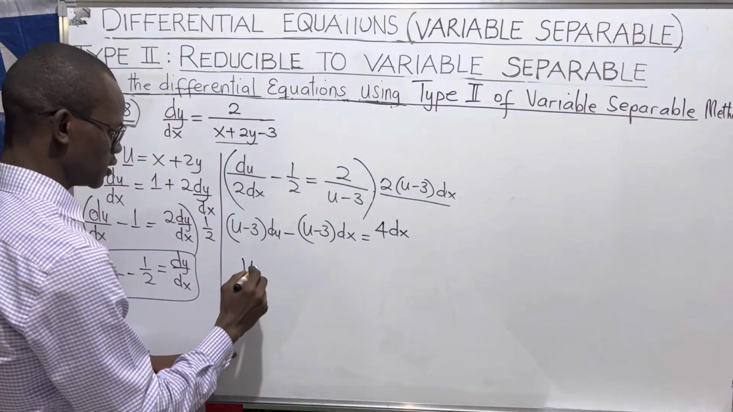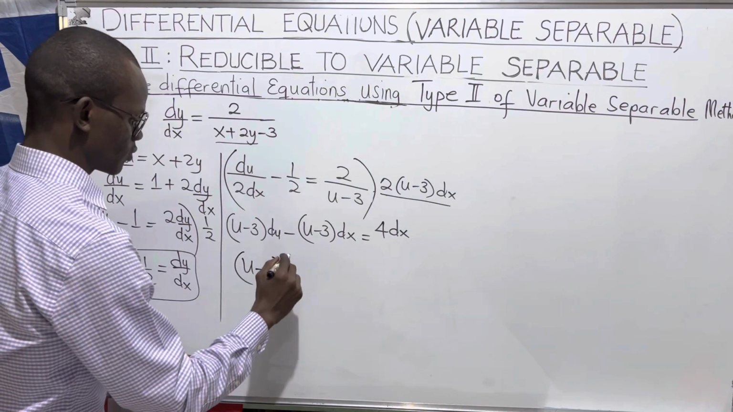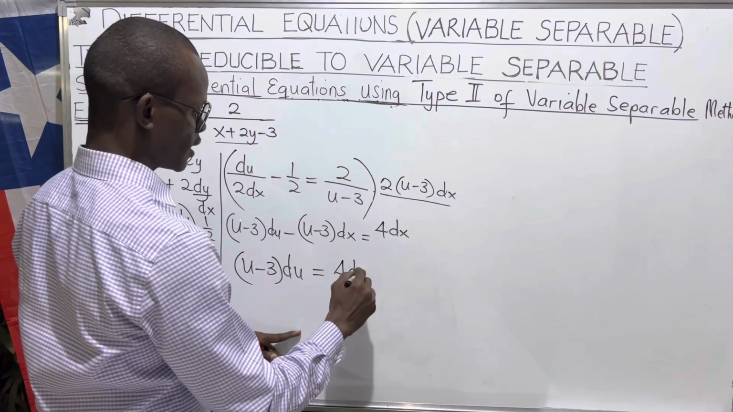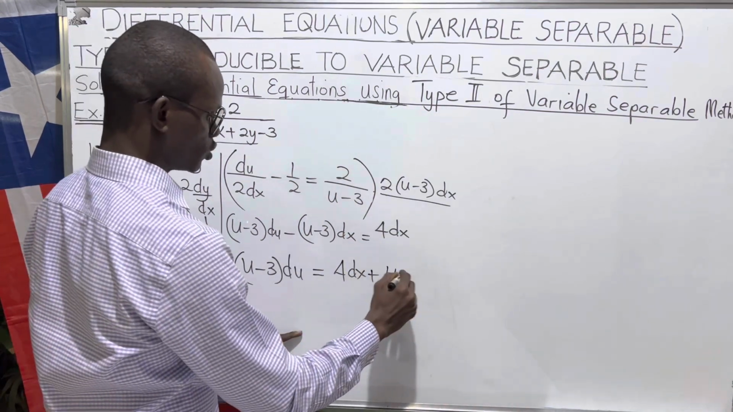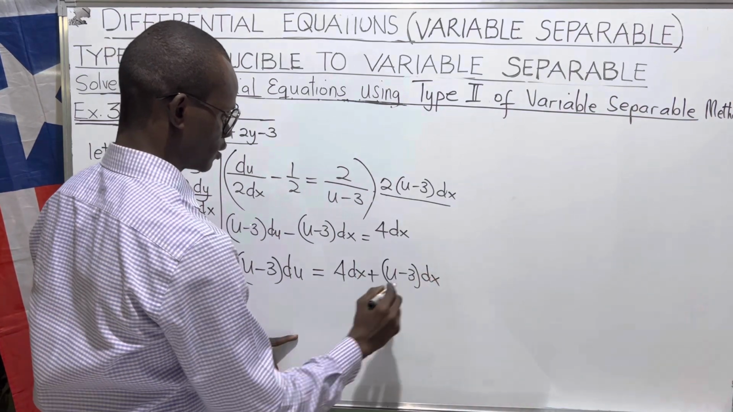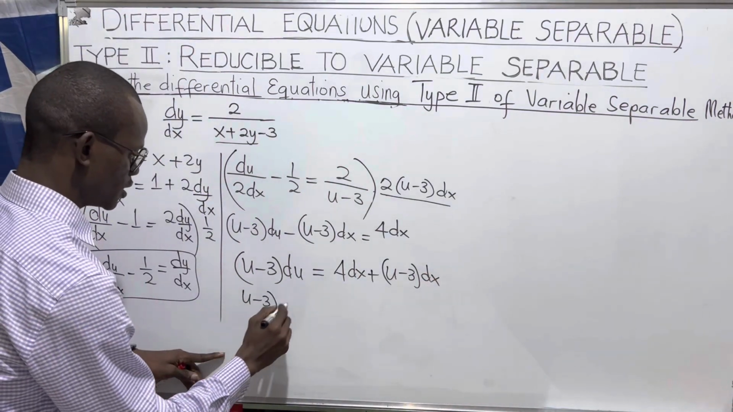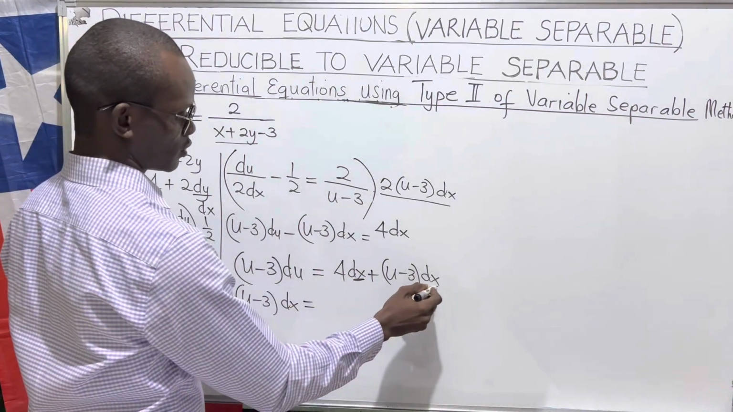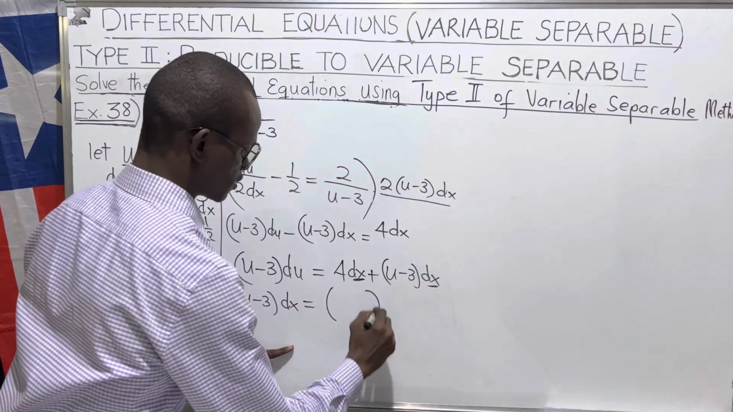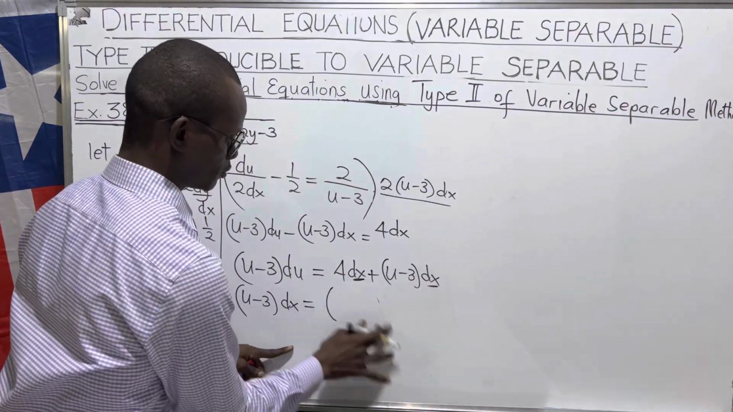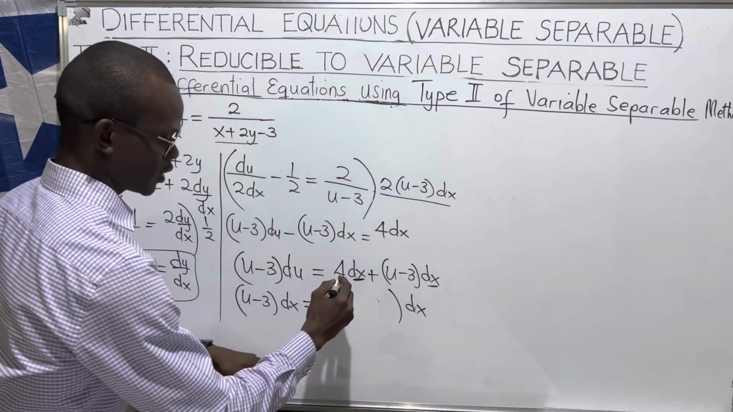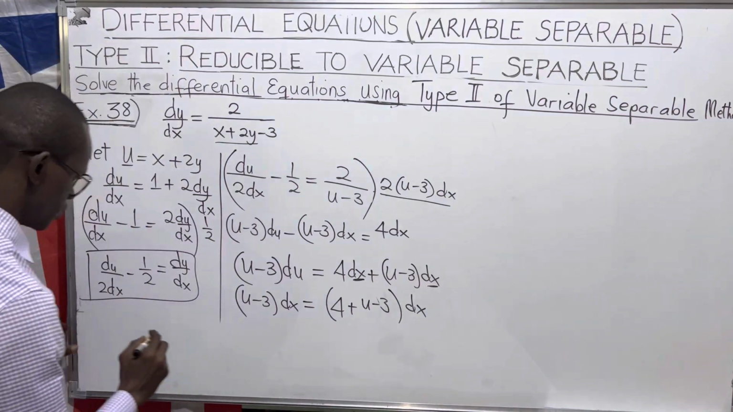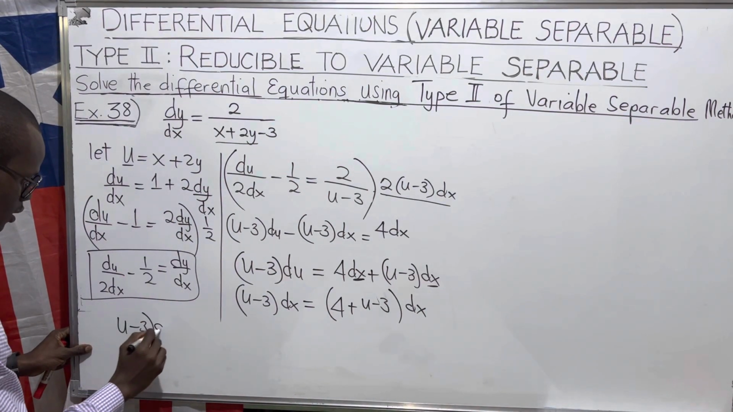So all of the terms with du must be on one side of the equation, and all of the terms with x must be on the other side of the equation. So we have 4 dx plus, this goes across, u minus 3 dx. Now we can factor out dx. When dx is factored out, what is left here is just 4 plus u minus 3. So we're going to have u minus 3 du.